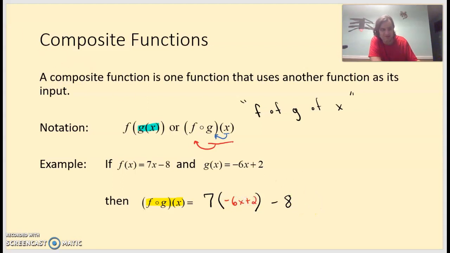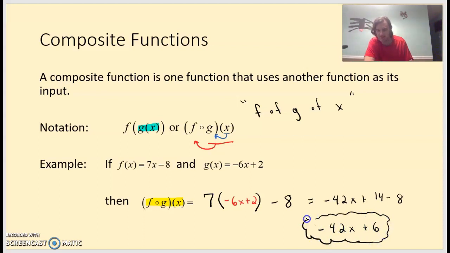Now we could do some cleanup here. We could definitely do some distributive property. Negative 42x plus 14 minus 8, and if we clean that up we'll have negative 42x plus 6. So basically what we did was we took two functions that calculate numbers separately and combined them into one. So I like to think of this as we pass something to g, get a result, and then pass that result to f. But let's go ahead and do some more composites.